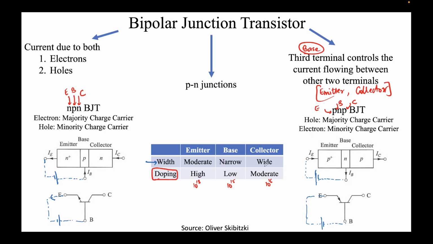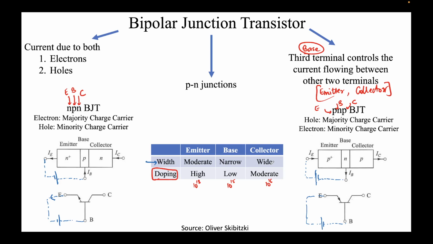The collector is wide because a large amount of current will be flowing into it, and we want to dissipate the heat. So this is essentially not so much from an electrical perspective, but rather from a thermal perspective. We want the area to be wide enough so that the heat generated is reduced. So that's the reason for that.